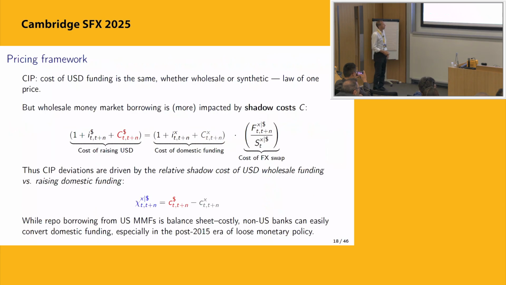So you can revise the CIP formula to accommodate this shadow cost in the wholesale funding on the left-hand side. You might also want to accommodate a smaller shadow cost eventually in the synthetic dollar funding. With a bit of algebra, you're going to see that after all, the CIP basis will be positive as long as the relative cost of the wholesale funding is larger, right?